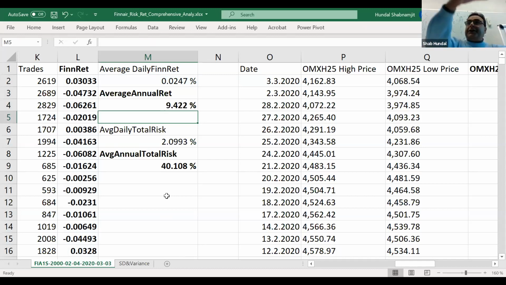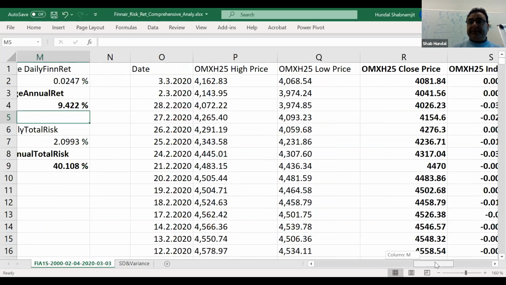So every year, year 1, year 2, year 3, year 4, counted to 20, the average increase has been 9.422% of FinAir stock. So that's why we always convert the daily increase to the annualized return. It makes things easy. Make sense? Good. Now we leave this spreadsheet for some time.